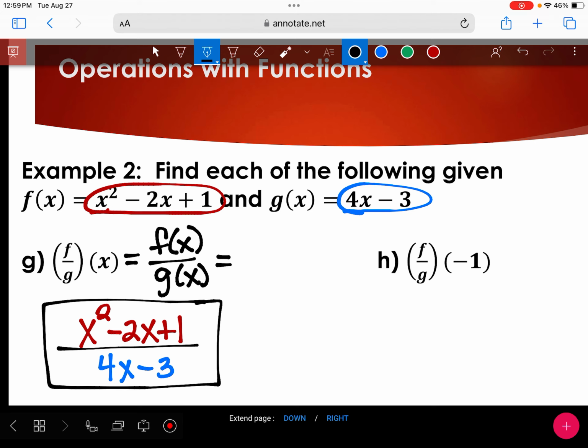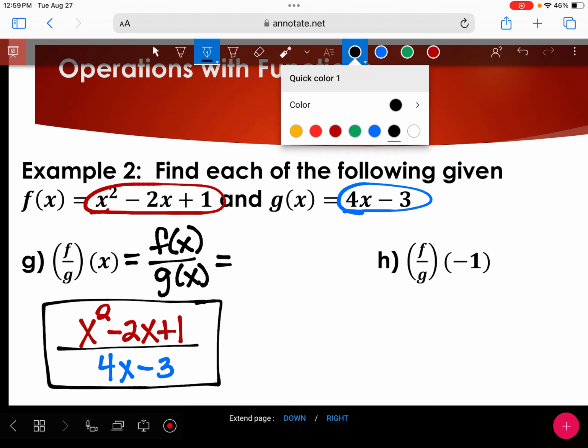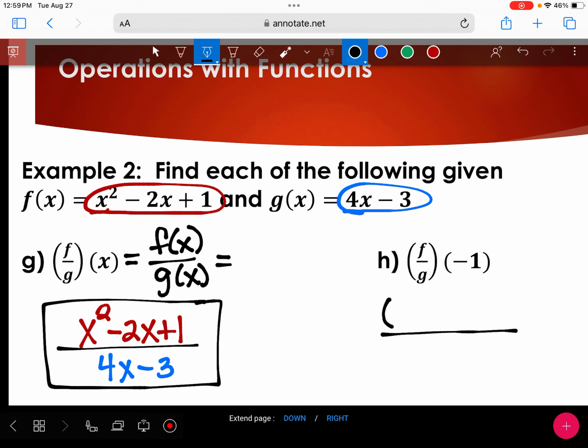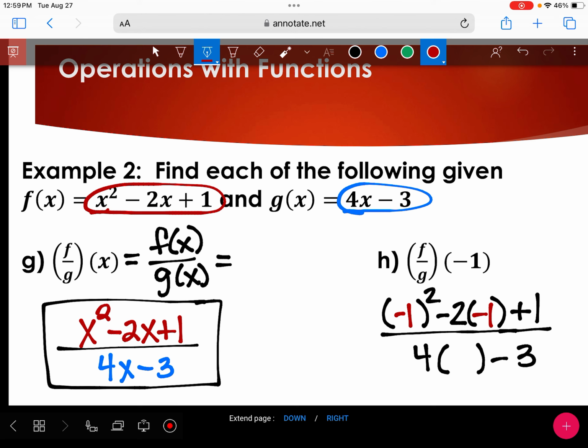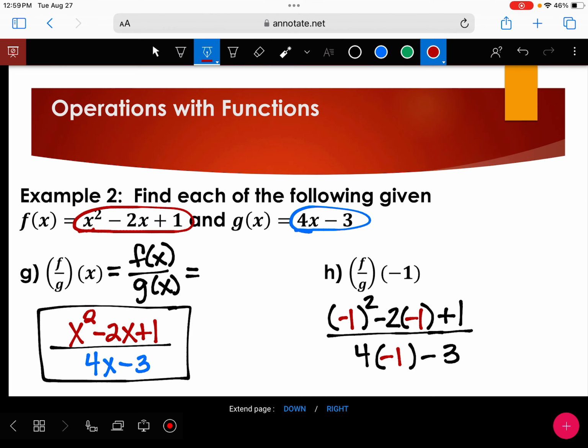And then for part H, we're going to use that equation that we wrote in part G and substitute in our answer. So it's x squared minus 2x plus 1 all over 4x minus 3. So go ahead with your calculator, type that in. And I would just do the top and then go back and do the bottom. So type in the numerator, see what you get. Type in your denominator and see what you get.